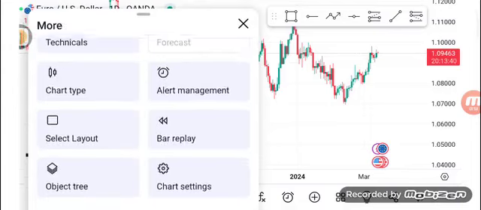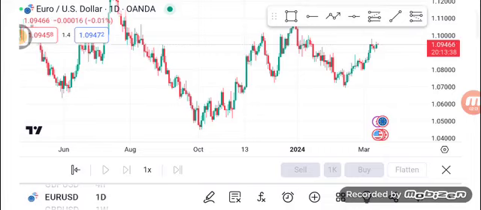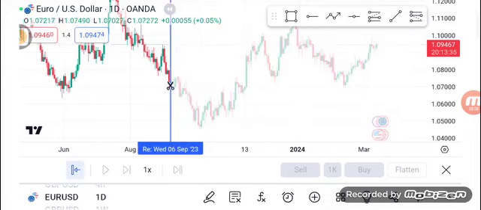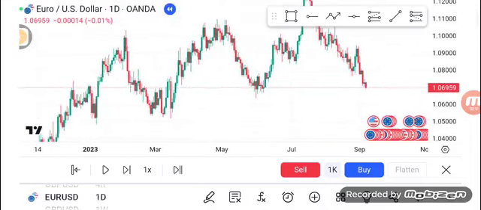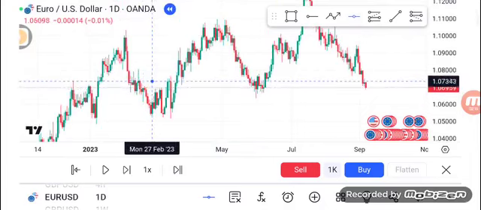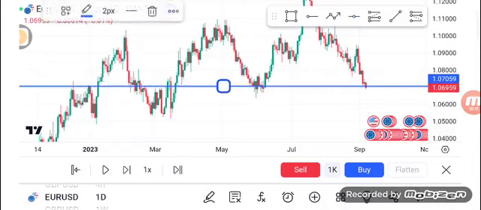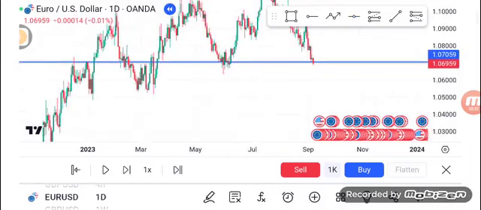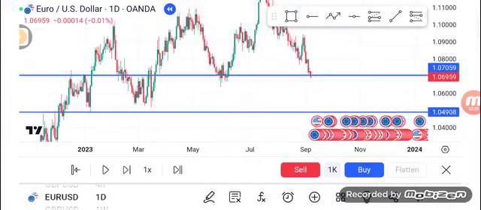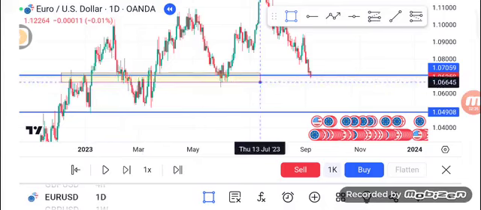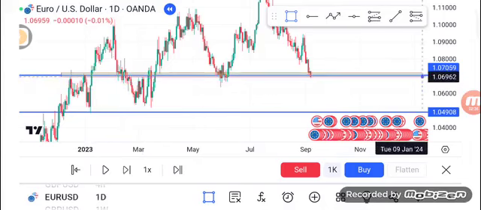Let's cut it from here. I think we have one here. We have a level here, and we have another one here. I said we take them as zones, not levels.